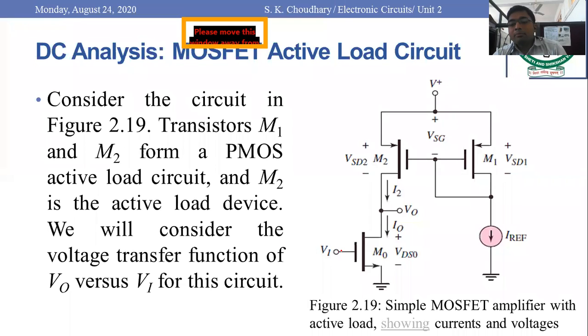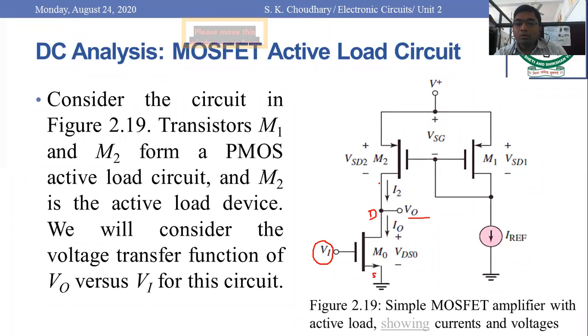and the input voltage is applied to the gate of M0. Its source is grounded and the drain terminal is connected to the load, and from the drain terminal of this M0 we have derived the output V0. The current flowing across the drain to source terminal of this M0 is ID, and here it is defined as I0, that is the output current, and the output voltage is also the same as the drain to source voltage of M0.